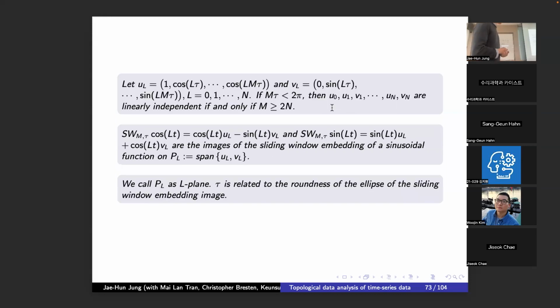Look at this. We just look at the cosine function, right? Cosine is decomposed into sine and cosine. So UL and VL are linearly independent if and only if m is greater than 2n. That's the first one. Also, if you expand this cosine L in the sliding window embedding, then you can decompose it into cosine and sine, UL, VL. Then this sliding window space is spanned by UL, VL. We call this space PL, the L plane.